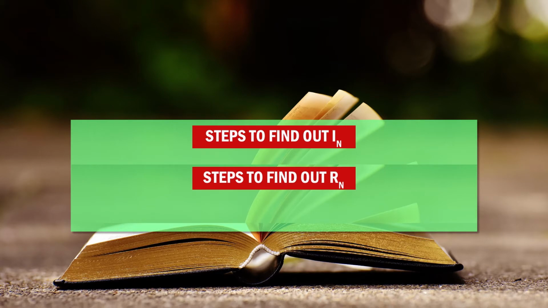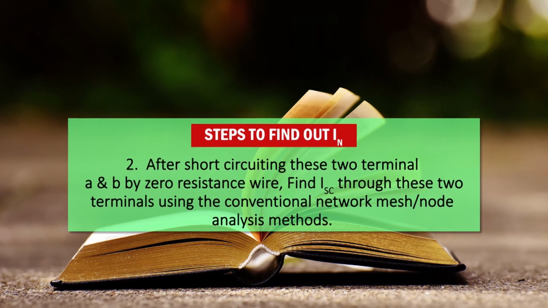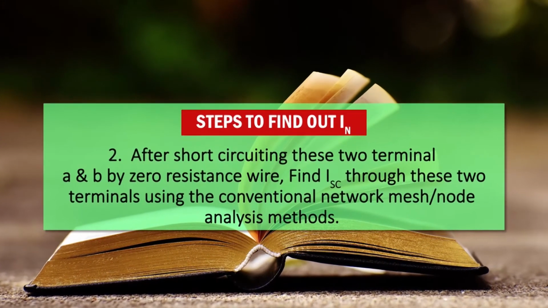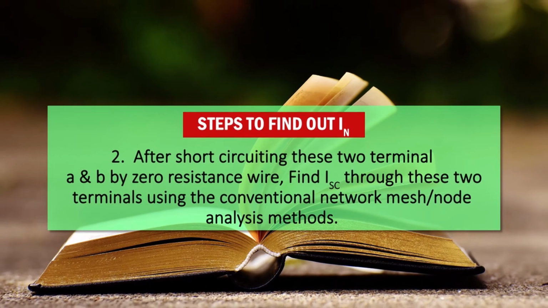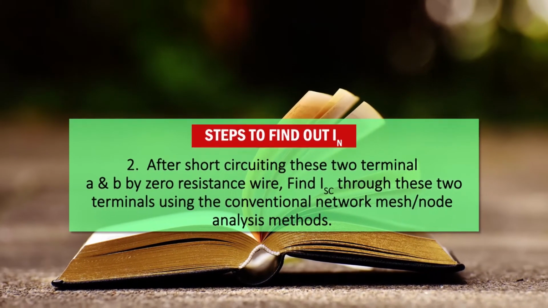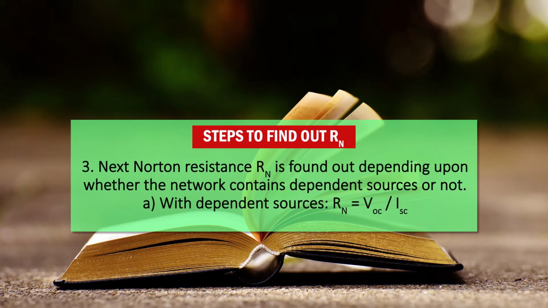So the first step is that the terminals of the branch or element through which current is to be found out are marked as, say, A and B after removing the concerned branch or element. The second step is, after short circuiting these two terminals A and B by a zero resistance wire, find the short circuit current, that is ISC, through these two terminals using conventional network analysis, either by mesh analysis or by nodal analysis.